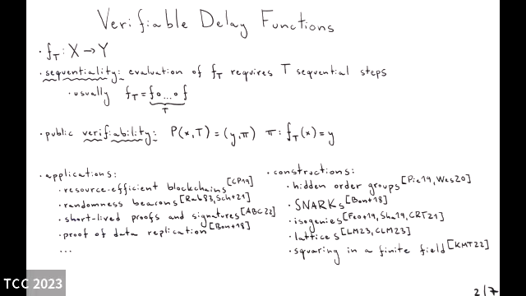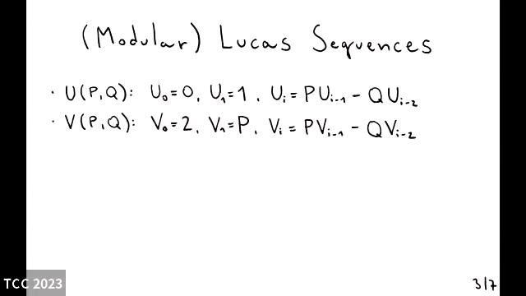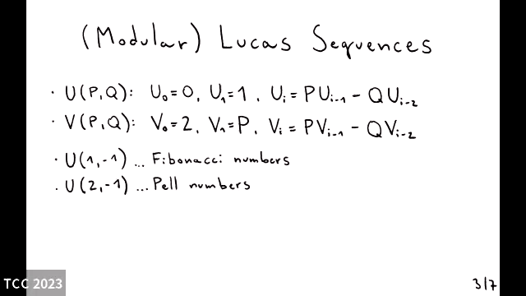So we were searching for another source of sequentiality, and we came up with this idea of taking Lucas sequences as a base for the construction. What Lucas sequences are: we have 2 of them, sequences U and V parameterized by some Q and P. These are linear recurrent sequences of order 2. They are a generalization of many other well-known integer sequences like Fibonacci numbers or Pell numbers.